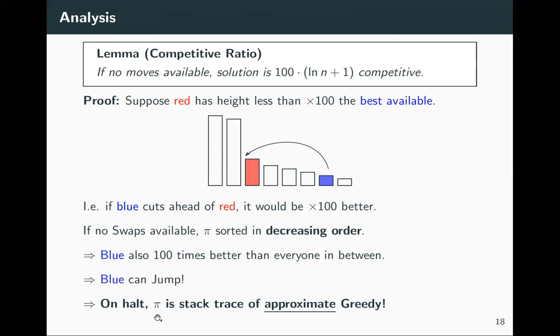which means on termination, this permutation pi has the property that every element is within 100 of the best element we could have put in that position, meaning it's the stack trace of an approximate greedy algorithm. Now, one can look through the proof of the analysis of the competitive ratio of the greedy algorithm, and you'll see that this fudge factor of 100 translates to an extra 100 in the competitive ratio, but no more. And so our bound is 100 times the bound given by the true greedy algorithm. That's it.